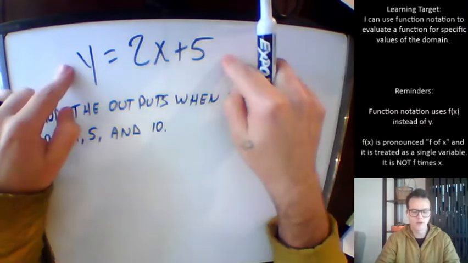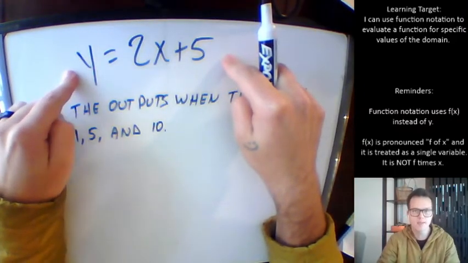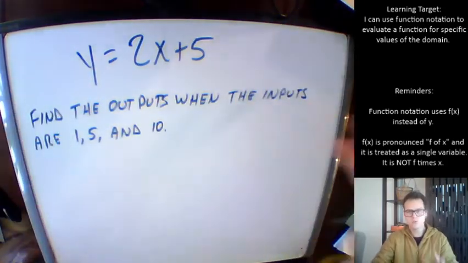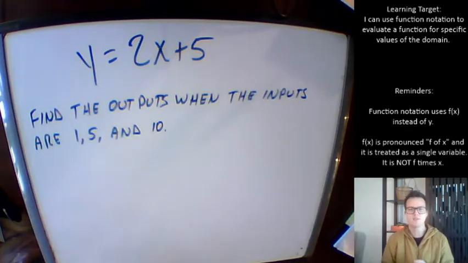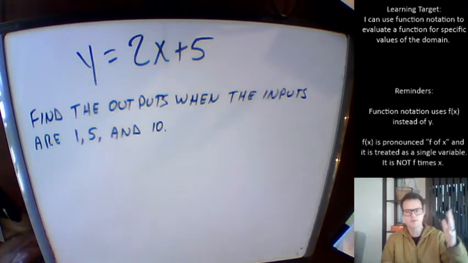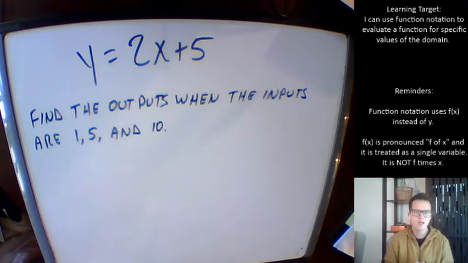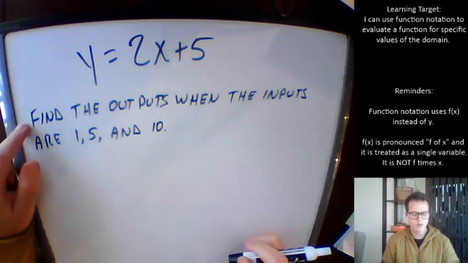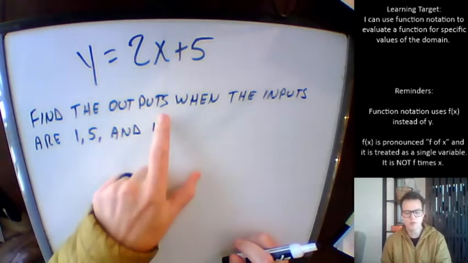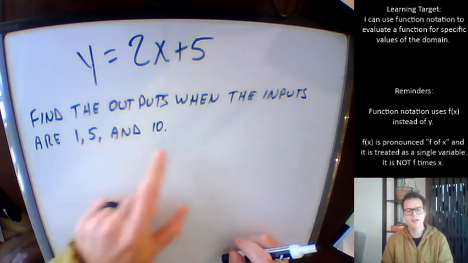So say we have some function, y equals 2x plus 5. There's no rhyme or reason, like this isn't any sort of special function, it's just a random one that I picked. So don't look into it too much, but this is the function we are going to use for our example today. Our mission with this function, we are told, is to find the outputs when the inputs are 1, 5, and 10.